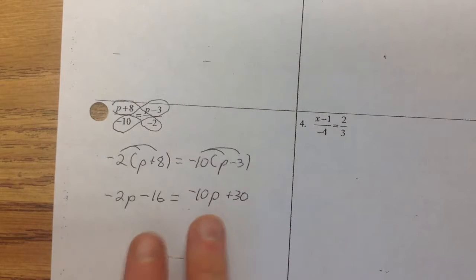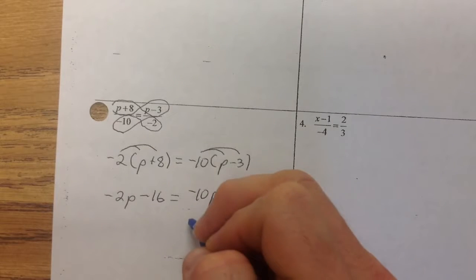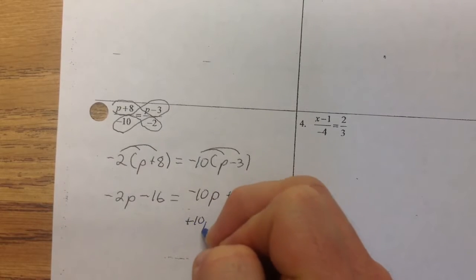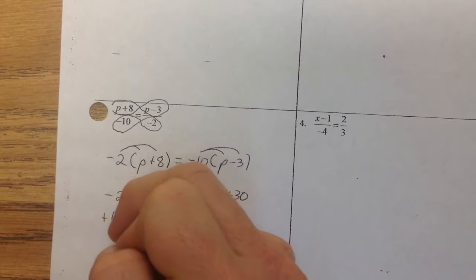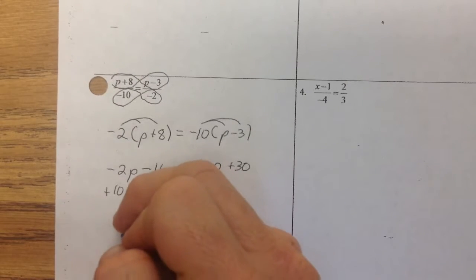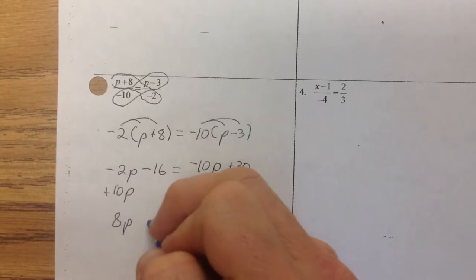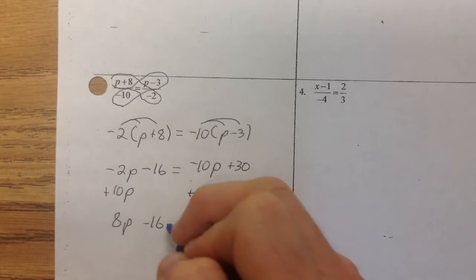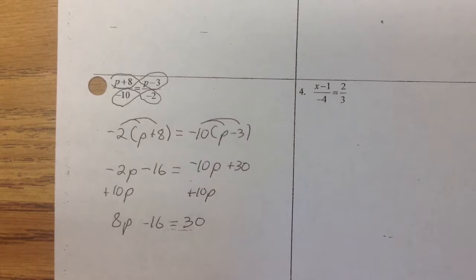So we've got variables on both sides. We want to move them to the same side. We usually move the smaller variable. Now, I know what you're thinking. Smaller must be the 2. When it's negative, the smaller number would actually be negative 10. So we're going to plus 10p to both sides. Negative 2 plus 10 is going to give us a positive 8p minus 16 equals 30.